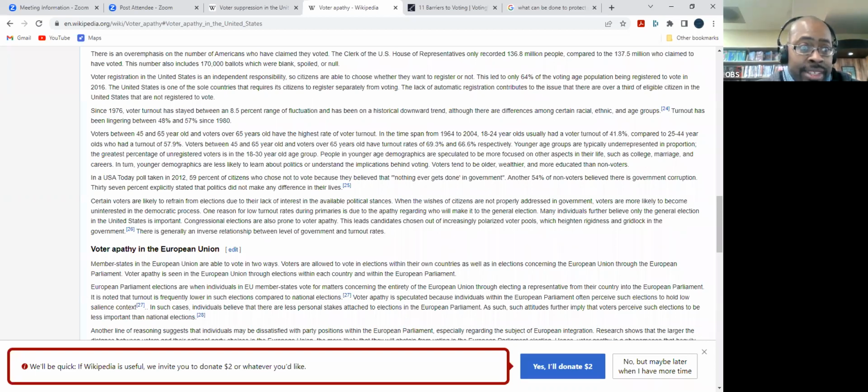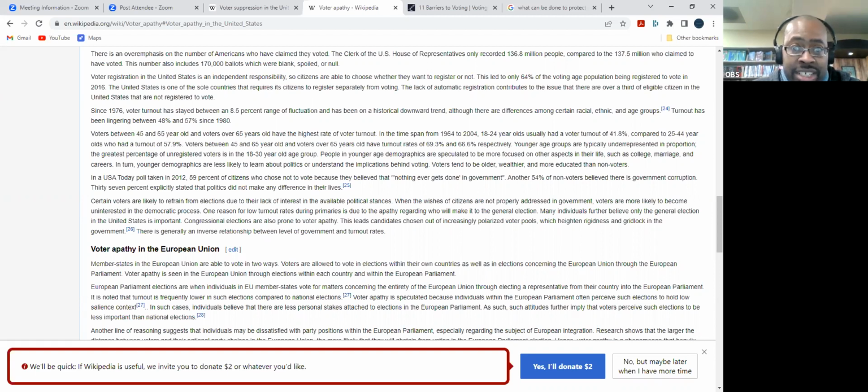37% stated that politics did not make any difference in their lives. That's a pretty significant number here. Certain voters are likely to refrain from elections due to their lack of interest in the available political stances.